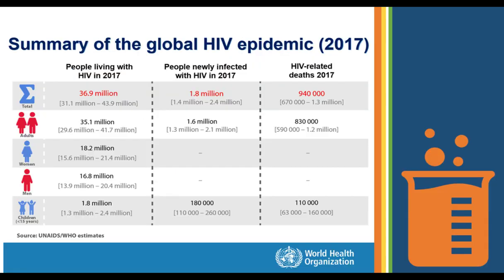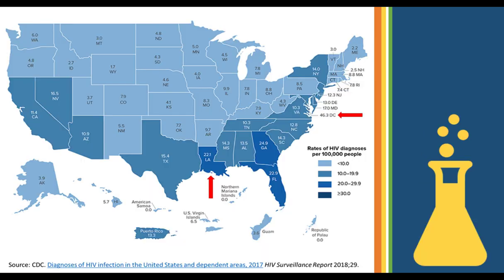So let's start talking about my research. Just in general, a little background on the HIV epidemic. In 2017, there were 36.9 million people living with HIV in the world. They had around 1.8 million new diagnoses and just shy of 1 million deaths from HIV-related disorders in 2017. So it's still a very pertinent global health issue.